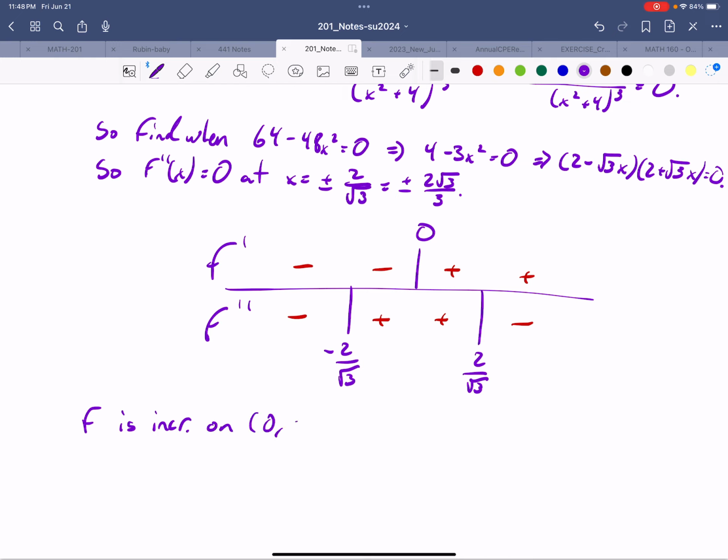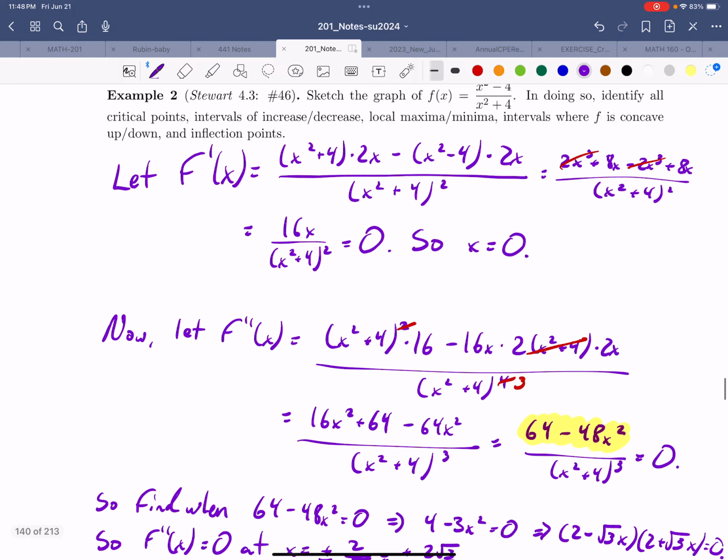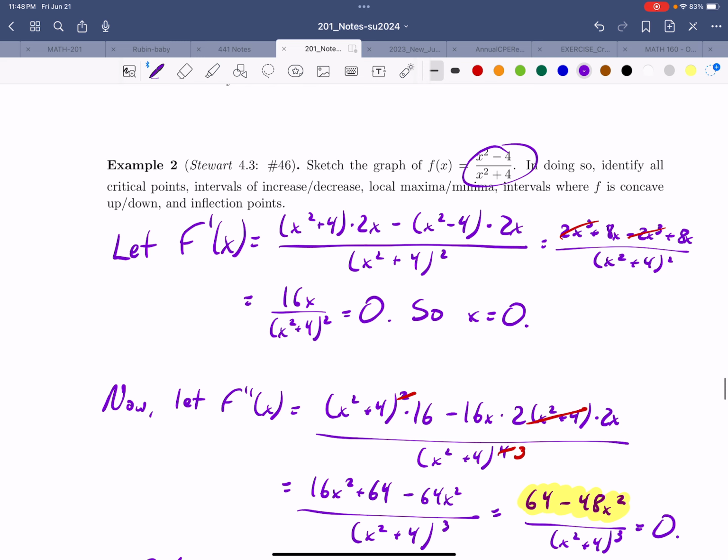Anyway, to finish this problem, we can say f is increasing on 0 to infinity and decreasing on negative infinity to 0. And it looks like we've got local minimum f of 0 equals, I think it's negative 1, right? Because we've got, 0, plug 0 into that, right?